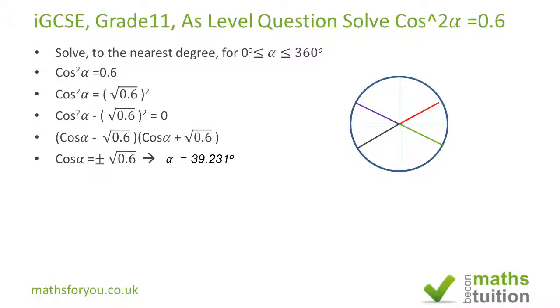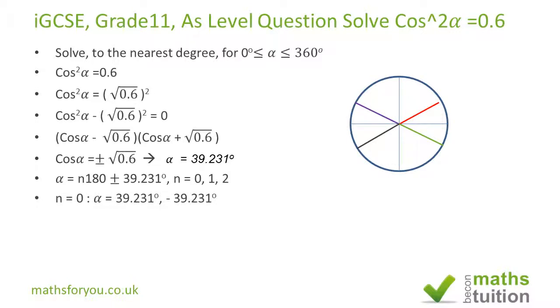So if we now say that n times 180 plus or minus that 39.231 degrees, because that 39.231 degrees is our reference angle. If n is 0, we then have that alpha can either be that 39.231 degrees, which is this angle here, measuring anti-clockwise, or minus that 39.231 degrees, which is this one here, measuring clockwise. It is minus because measuring clockwise there is a negative value.